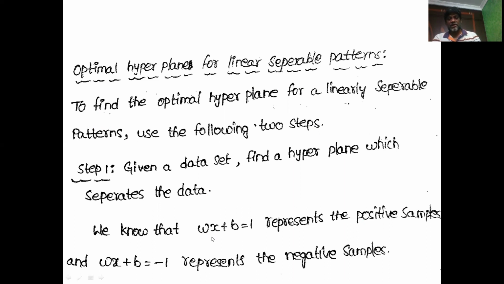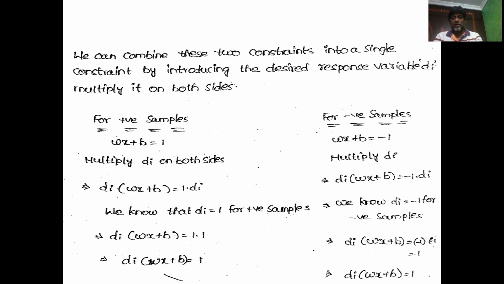So we know that wx + b = 1 represents the positive samples, and wx + b = -1 represents the negative samples, and wx + b = 0 identifies the hyperplane. Okay, so we'll consider these two formulas, wx + b = 1 and wx + b = -1, representing the positive and negative samples, and we'll try to derive a single constraint that defines both the samples. Let us combine these two constraints into a single one.